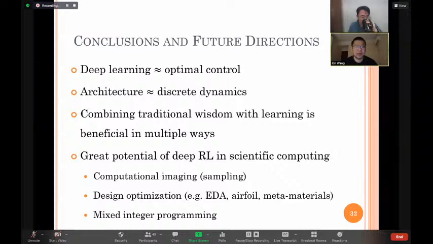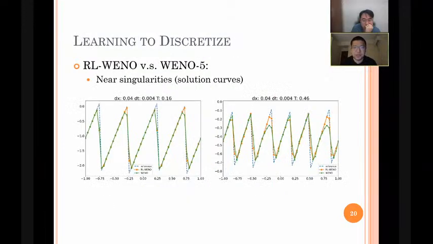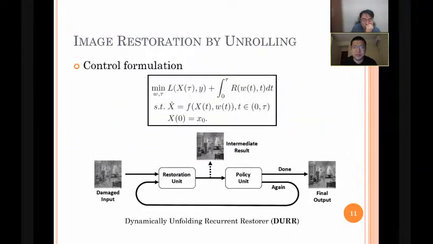So my first question is about image restoration. From a very high level perspective, how do the two parts influence each other? For example, what's the difference between using a very small, simple restoration unit and a very complex restoration unit? Are they going to influence the policy unit? And the other question is the other way around: how does the policy unit influence the restoration unit?